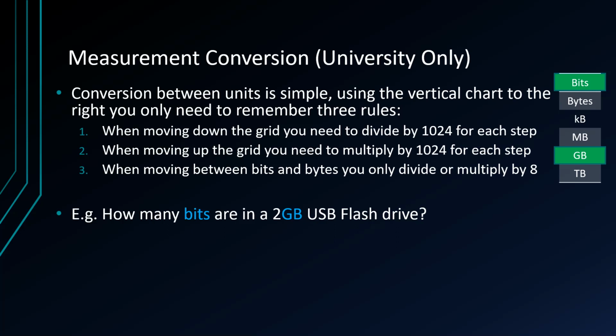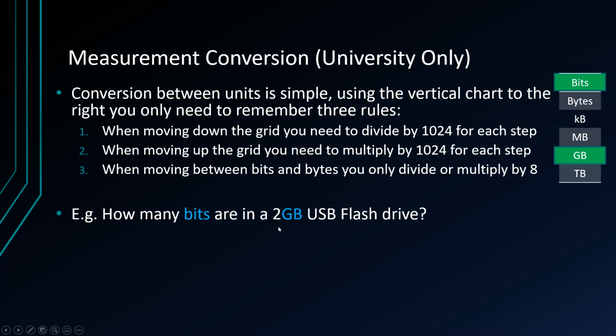How many bits are in a 2 gigabyte USB flash drive? Now, some of you say, well, I can do this all in one step. And you probably can, and that's great. But I don't want you to make a mistake, so it's better to actually go step by step. So if you're starting at bits way up at the top and you need to get to gigabytes, that means we're going down, so we should be dividing. Okay, so we're going to divide by what? If we're going from bits to bytes, we're always dividing by 8 according to step 3.